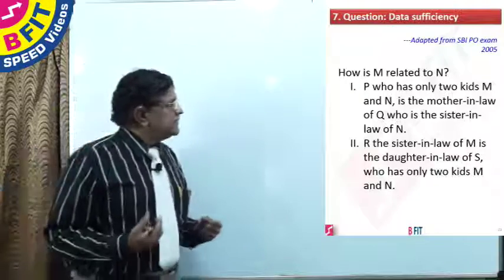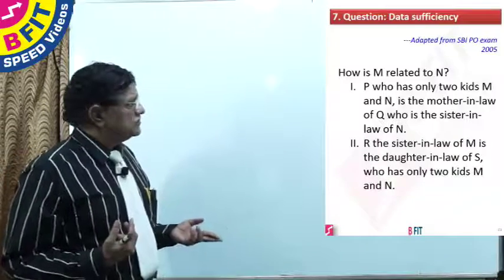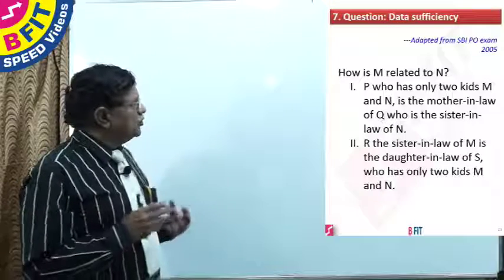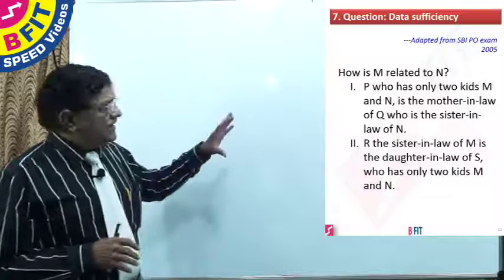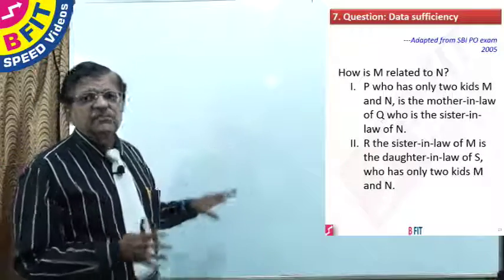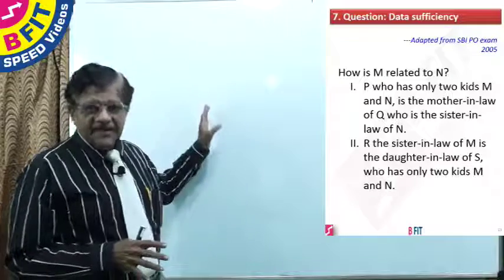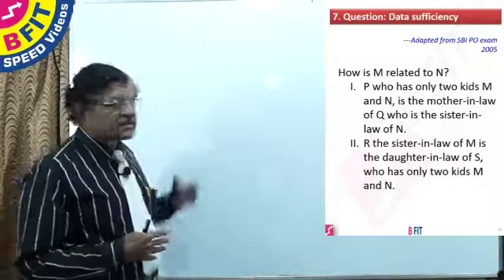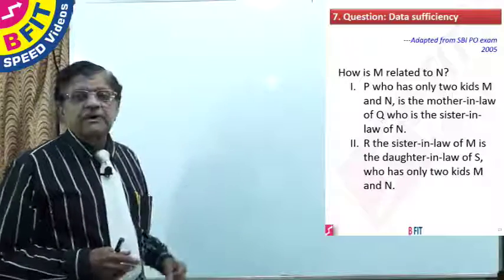The data is P, who has got only 2 kids, M and N. So already M and N are covered. P is the mother-in-law of Q, who is the sister-in-law of N. So M and N are covered in statement 1. Therefore, it is possible to arrive at an answer to the question using the data. That is what we have to verify.